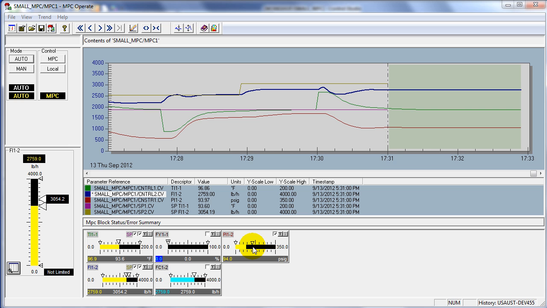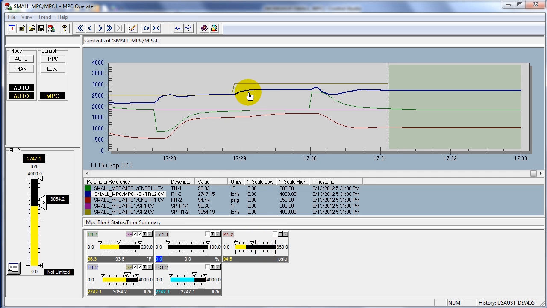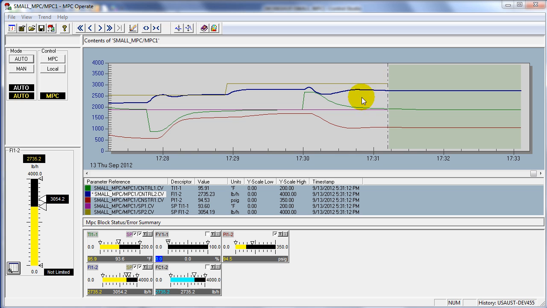I hope this exercise has been helpful to you in understanding how MPC is used to maximize throughput. MPC can be quite effective on small units in terms of optimizing throughput.